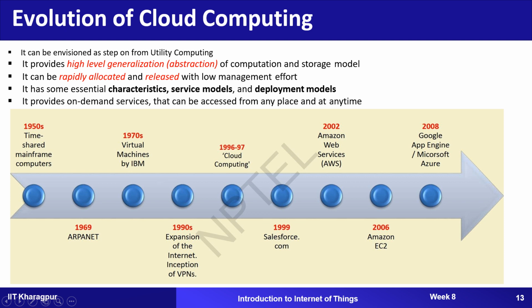introduced. So cloud computing can be envisioned as a step on from utility computing, because initially utility computing was there, some changes were made in that, and it is the evolution of utility computing. It provides a high-level generalization of the computation and storage model. It can be rapidly allocated and released with low management effort. It has some essential characteristics, service models and deployment models, which we will discuss later.